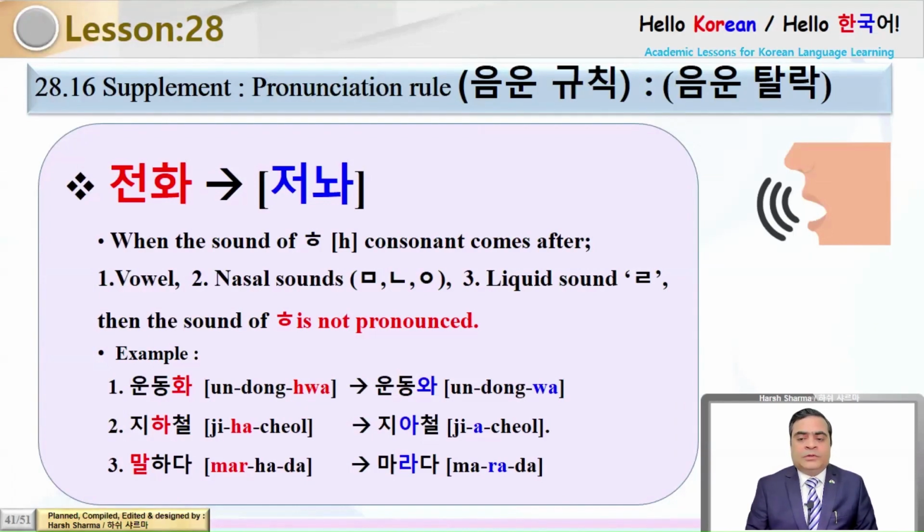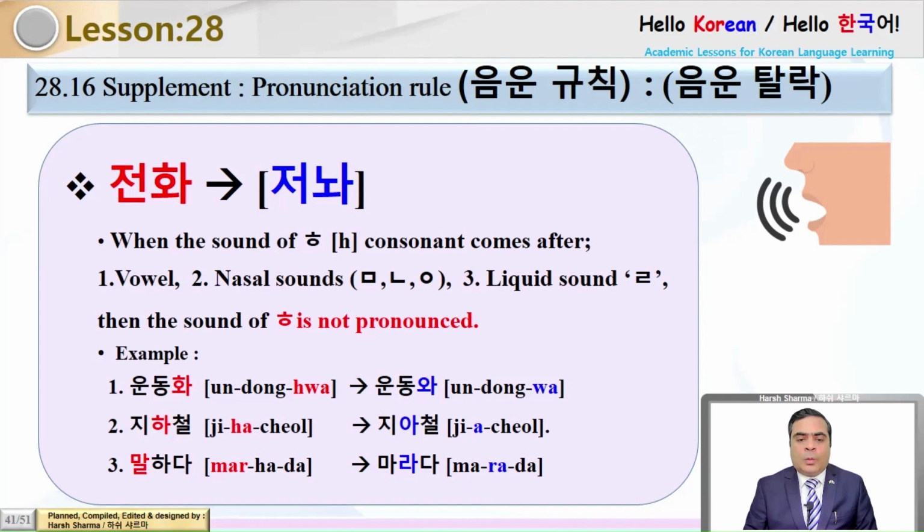Please see the spelling of 전화 in the red color. 전화 will be pronounced as 저나. Rule is when the sound of ha consonant comes after vowel, number 2, nasal sounds like ma, na, and 3, liquid sounds like la, the sound of ha is not pronounced. The spelling will remain the same, original, only the pronunciation will be changed. See the example first.